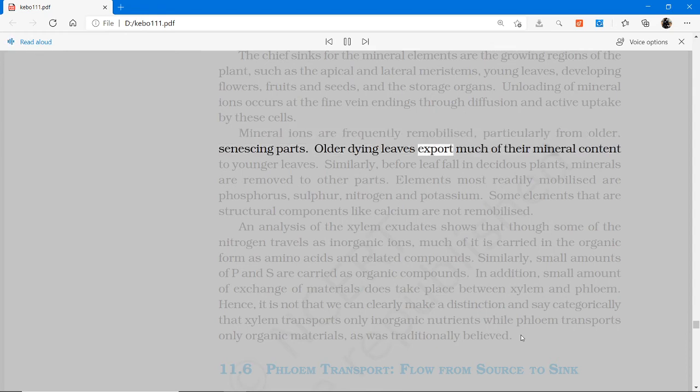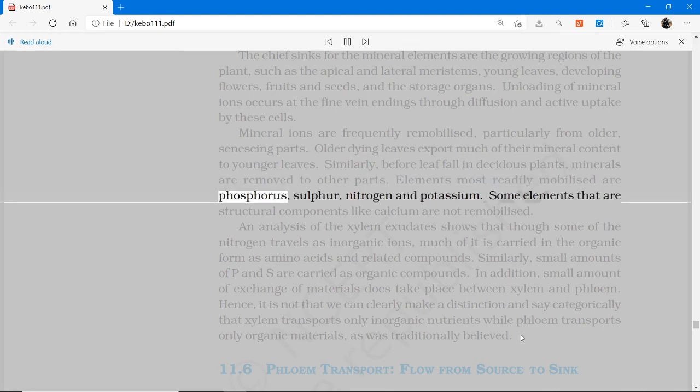Older dying leaves export much of their mineral content to younger leaves. Similarly, before leaf fall in deciduous plants, minerals are removed to other parts. Elements most readily mobilized are phosphorus, sulfur, nitrogen, and potassium. Some elements that are structural components, like calcium, are not remobilized.